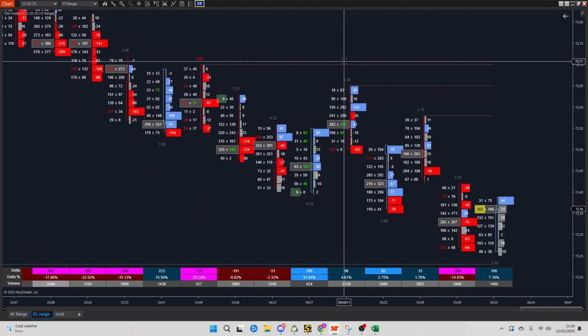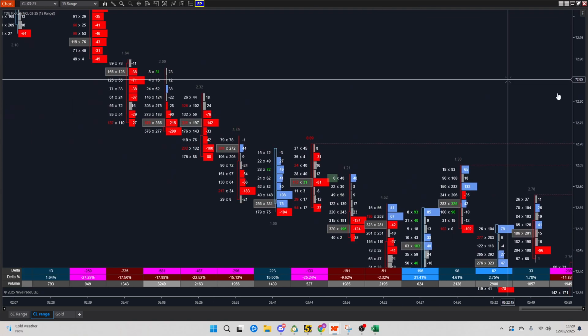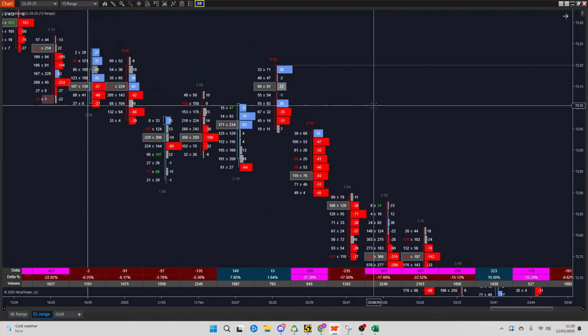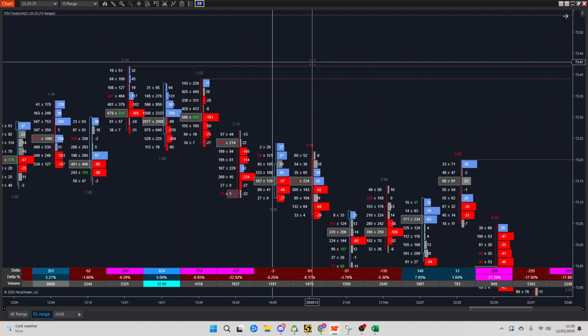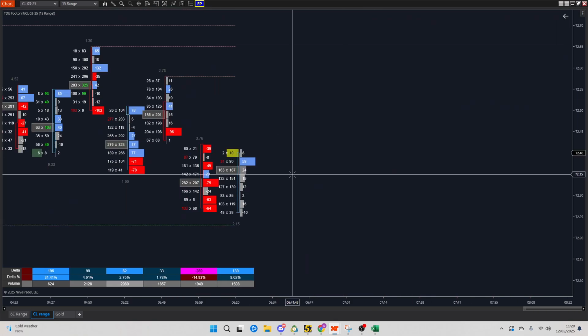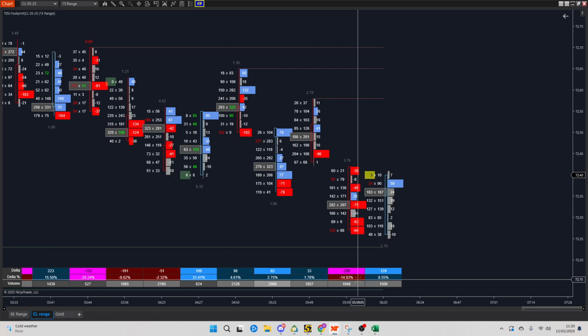Then where would you be targeting? You'd be targeting the buy side, so there's buyers up here, dirty highs up here, a lot of buyers were willing to buy up here, so price will most likely go up to there today. And yeah, we'll see how it goes.